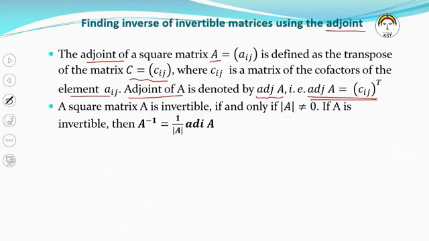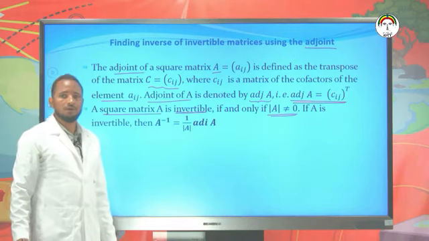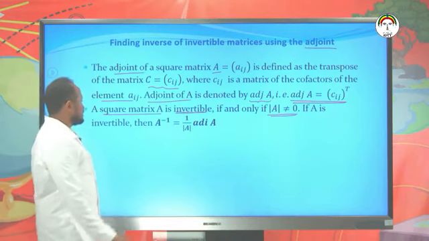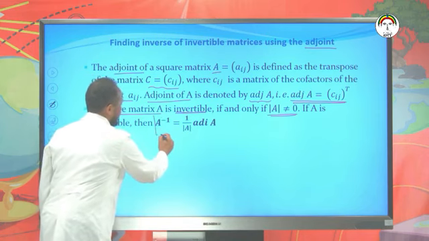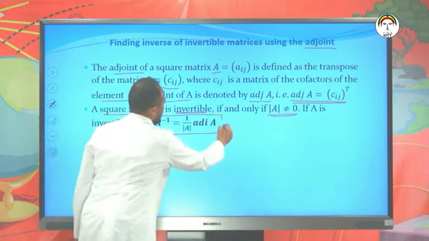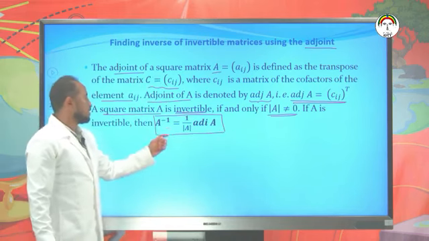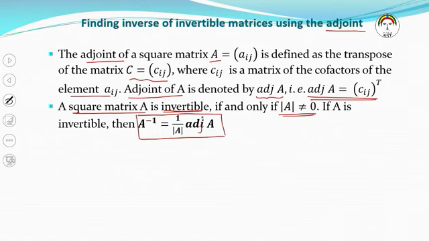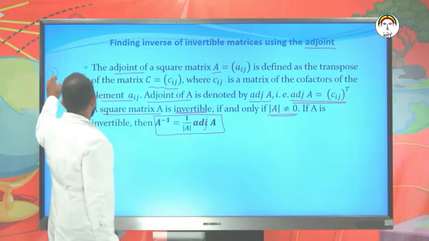Now, a square matrix A is invertible, or non-singular, if and only if the determinant of A is different from 0. If A is invertible, then A inverse is given by this equation. The inverse of the matrix will be given by this formula: A inverse is equal to adjoint of A divided by determinant of A. So this is a formula to evaluate the inverse of a given matrix. Now let's continue to an example.